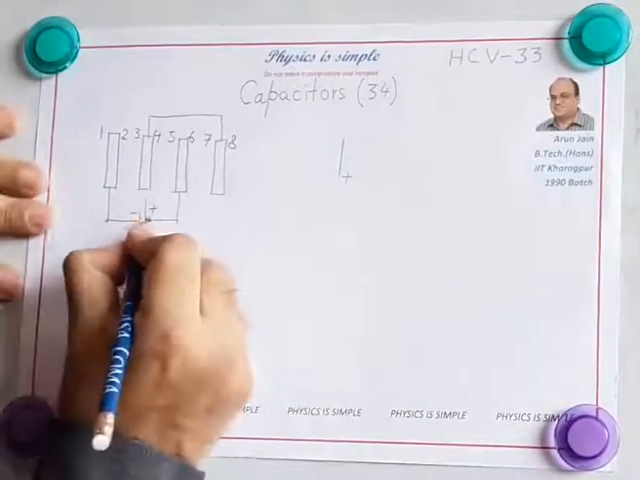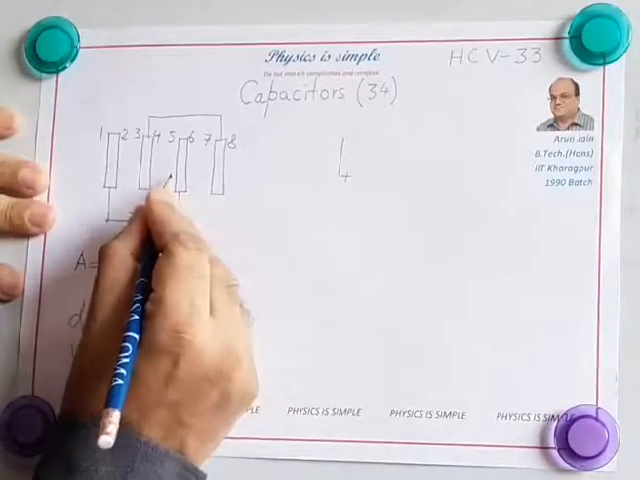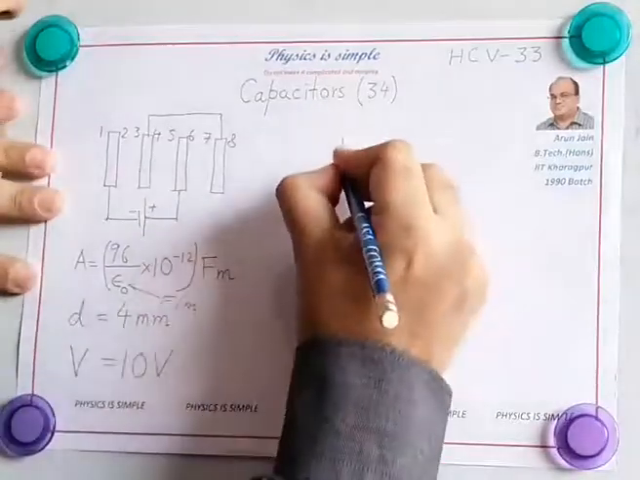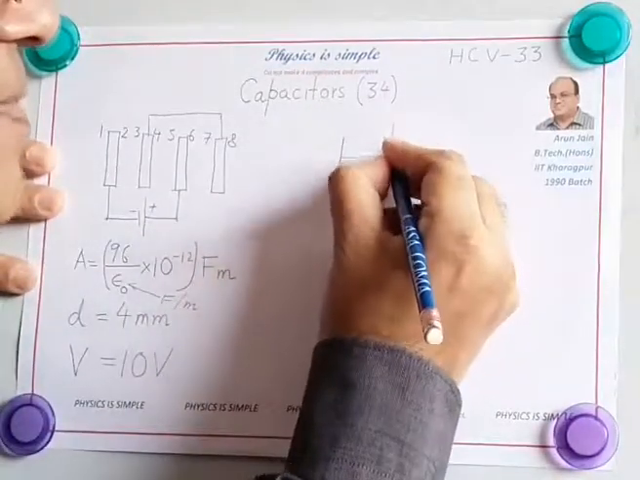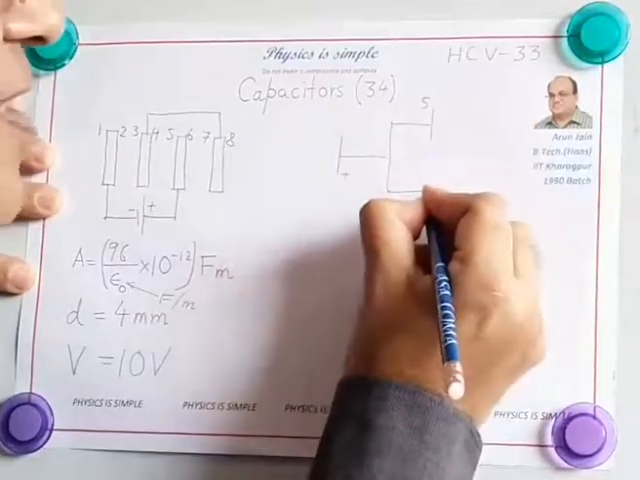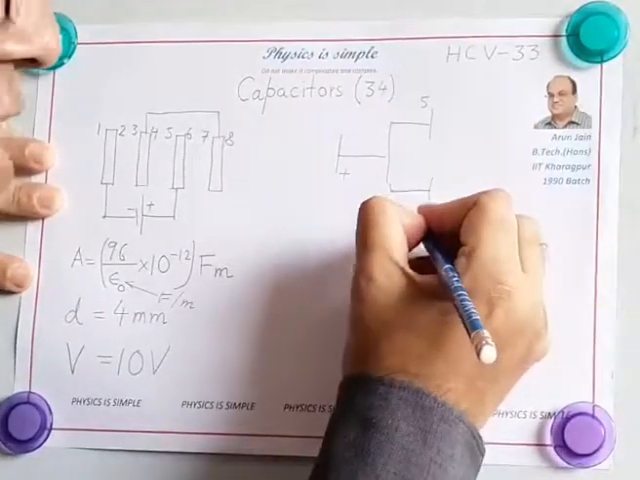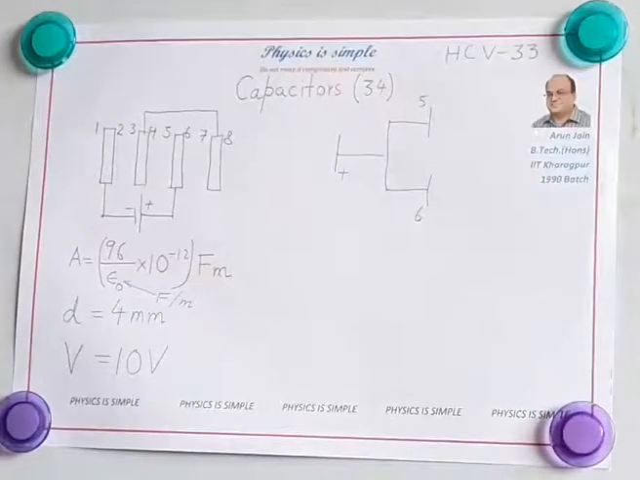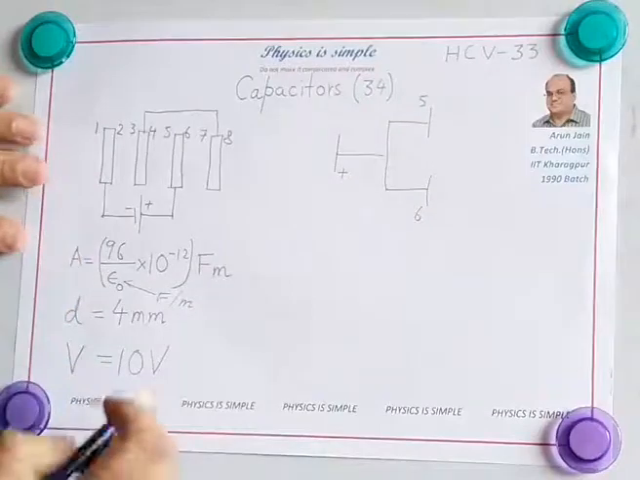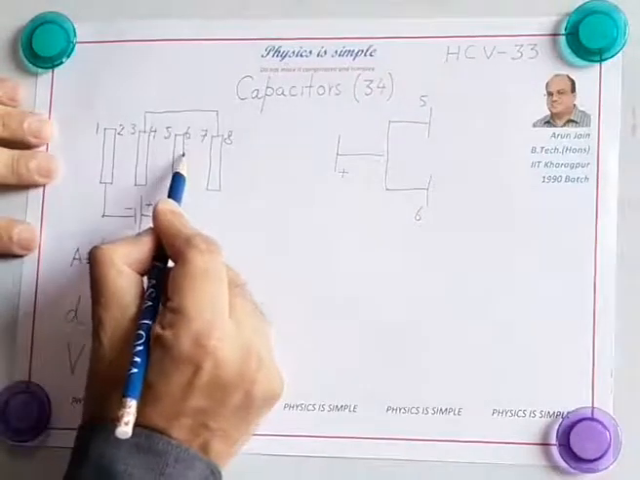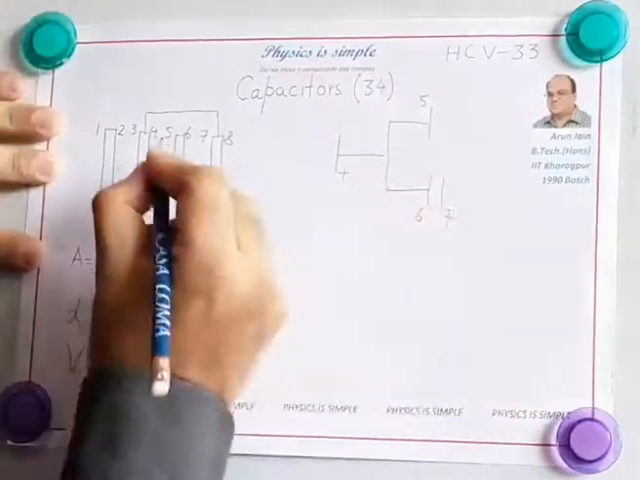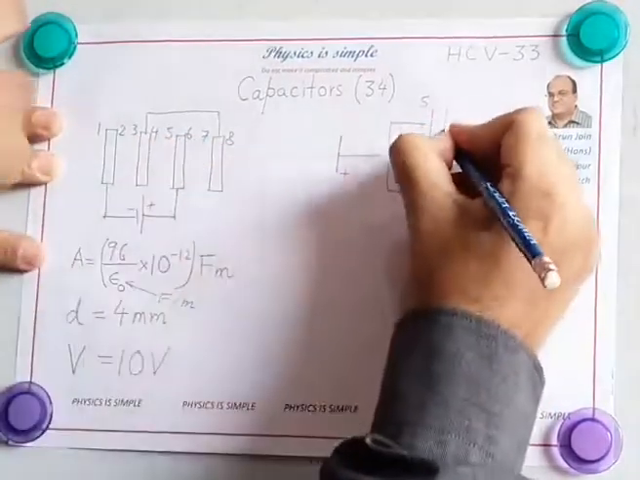This plus terminal is connected to 5 and 6. So this is 5, this is 6. 5 and 6 are part of the same plate, but they are 2 separate surfaces, so 5 and 6 are drawn separately. Between 6 and 7, we have a capacitor. So this is 7. Between 5 and 4, we have a capacitor.